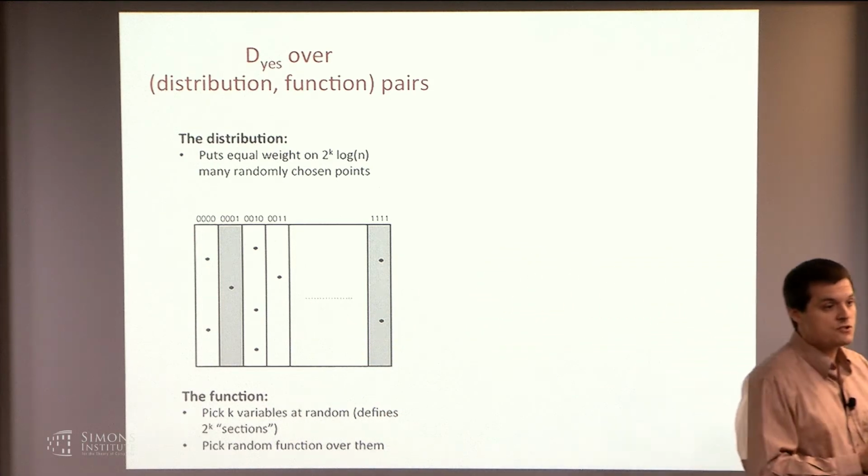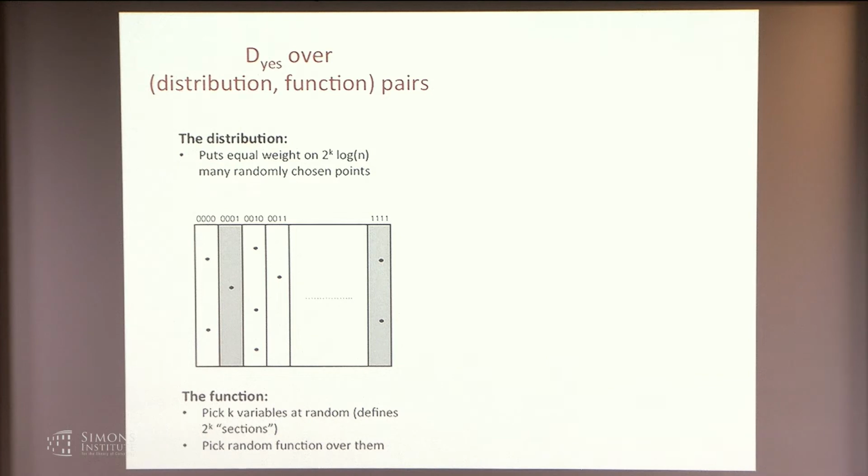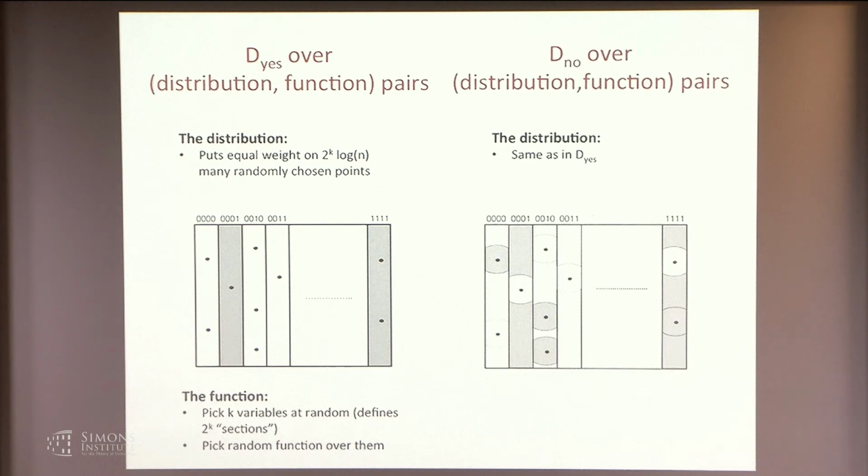Okay? So this is the distribution function case in the distribution function pair in the yes case. It's obvious that these are all yes functions. They're all k juntas by construction. Okay? For the no case, it's supposed to look similar, but it's different in crucial ways.